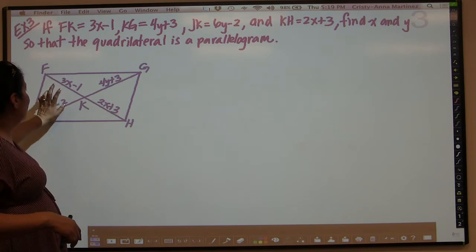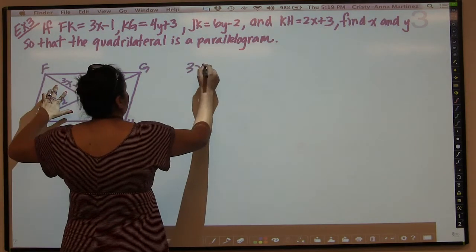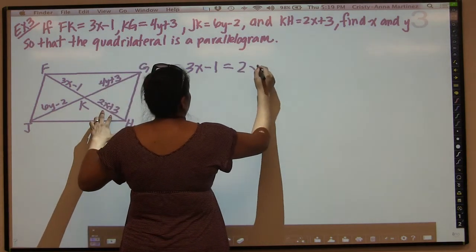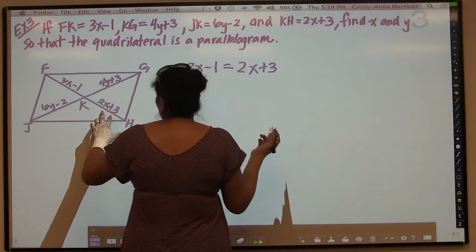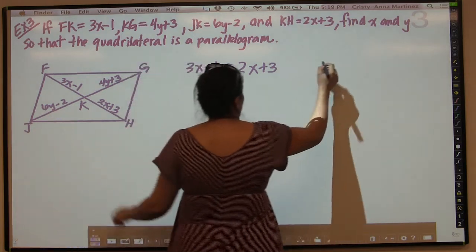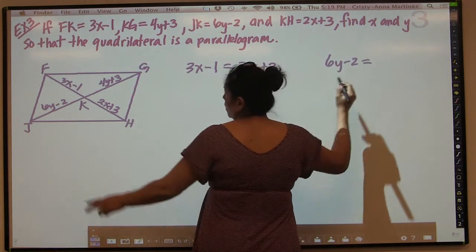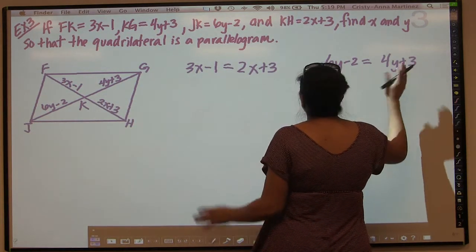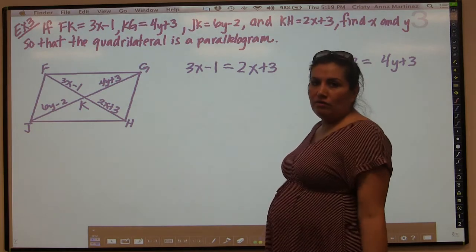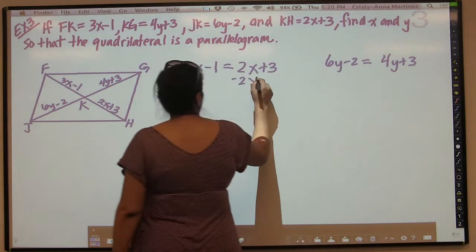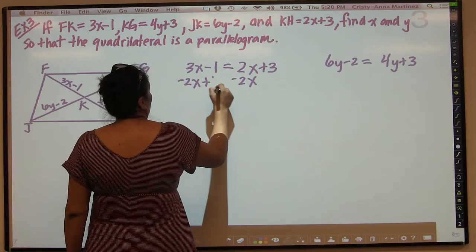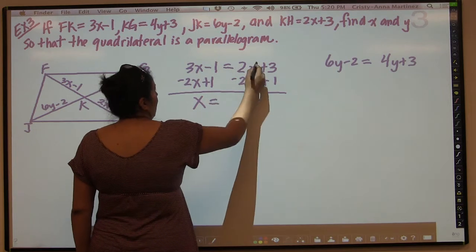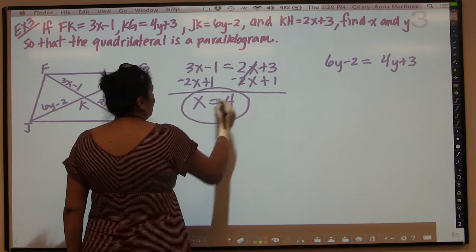So basically, we need FK, 3x minus 1, to equal KH, which is 2x plus 3. At the same time, we need JK, which is 6y minus 2, to equal KG, which is 4y plus 3. So we have two separate equations that we need to solve for x and y. Here we're going to subtract 2x, add 1: 3x minus 2x is x, and 3 plus 1 is 4. So the x value needs to be 4.